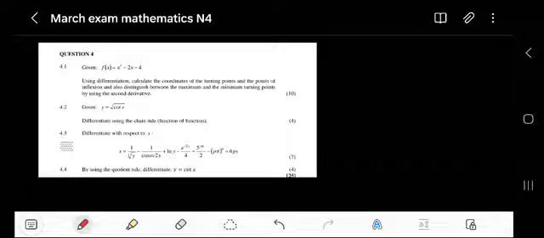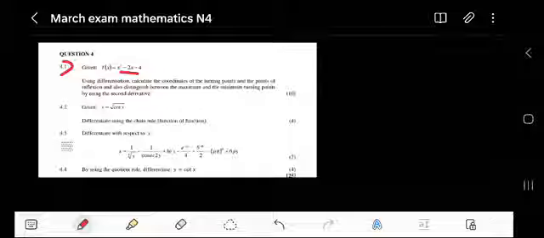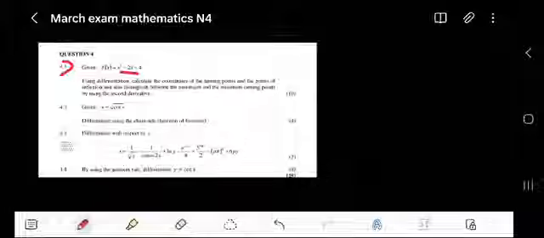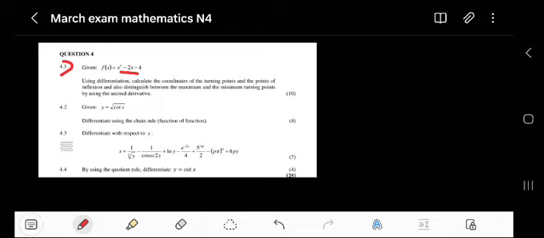This is question 4. For question 4.1, we are given f of x, which is cubic, equals x cubed minus 2x minus 4. Using differentiation, calculate the coordinates of the turning points and the point of inflection. Also distinguish between the maximum and the minimum turning point by using the second derivative. This is 10 marks there, as you can see.